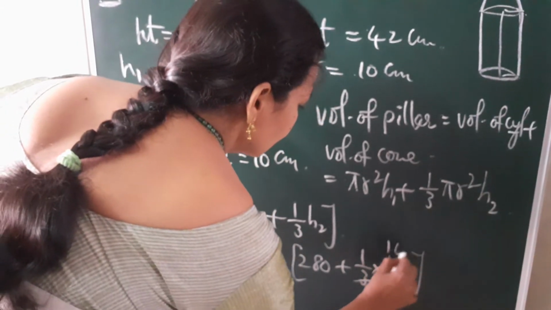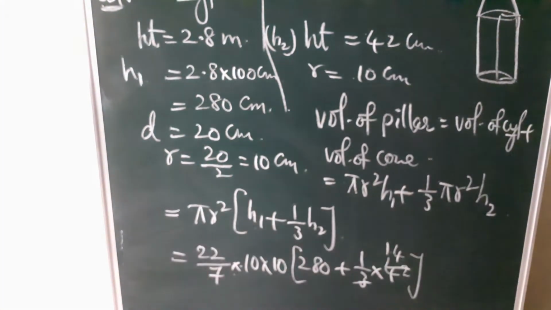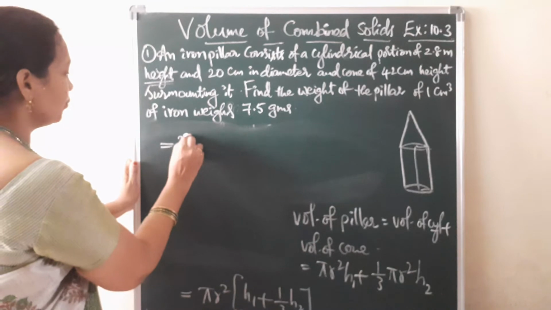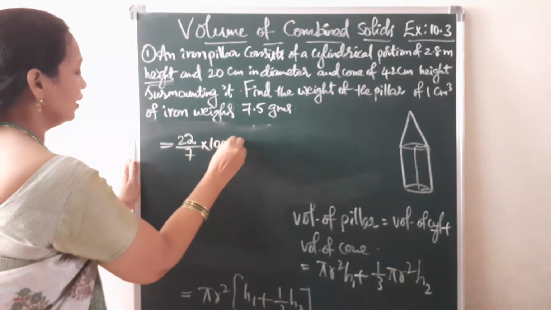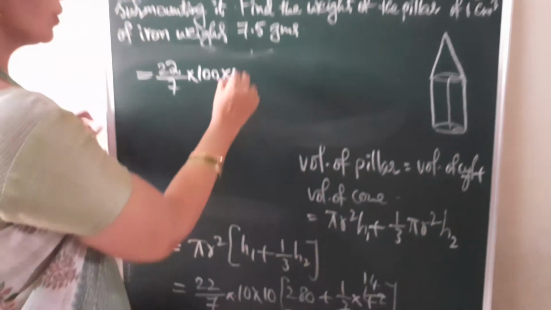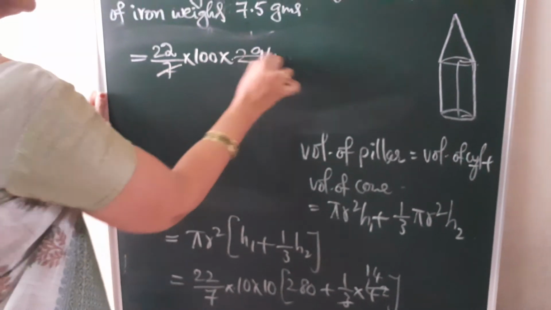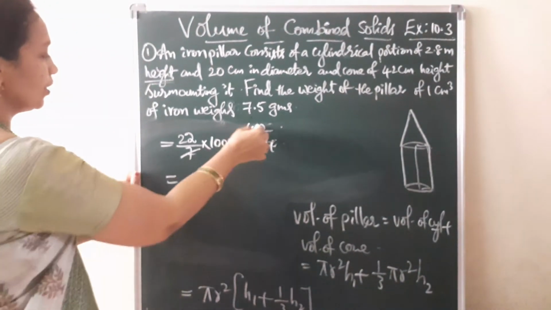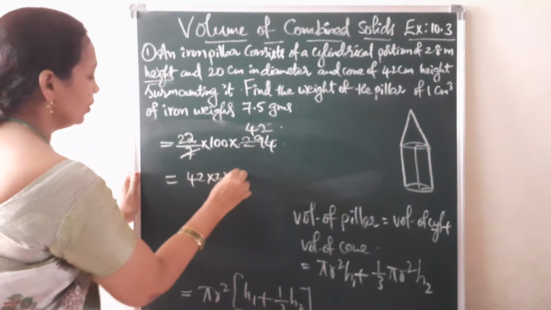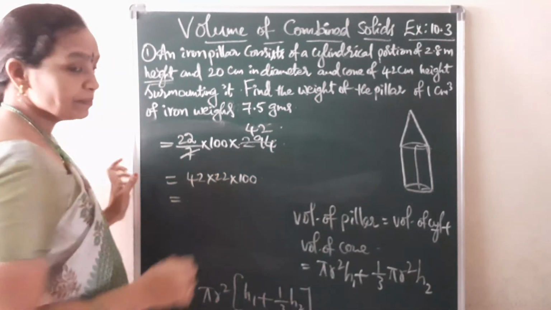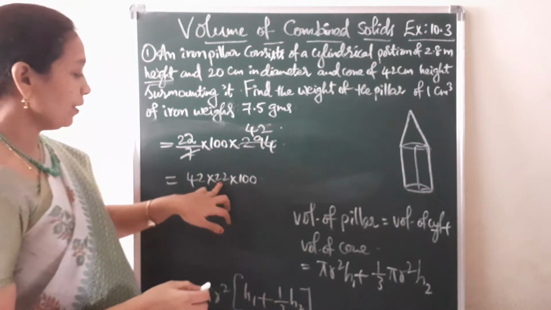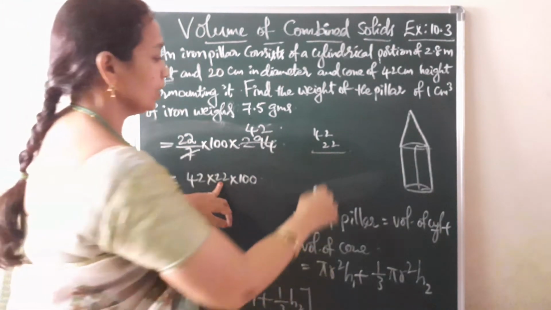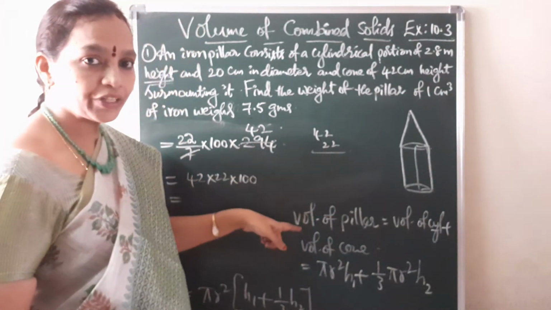Then 3 ones, 3 14s. Then that is nothing but 22 by 7 into 100 into this is 280 plus 14 is 294. 7 gets cancelled. 7 fours are 28. 14 42s. Now 42 into 22 into 100 you have to write. So as multiplications you have to do the repeated number down. So 42 22s if you write, that is easy calculation. So that is one of the techniques you have to follow in mensuration.